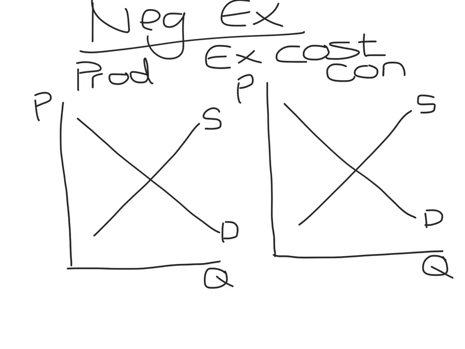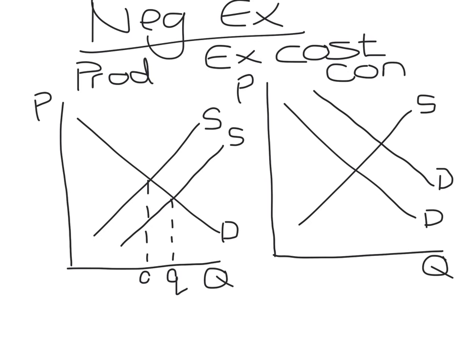Now, a negative externality in production looks like this. It has two supply curves, and a negative externality in consumption has two demand curves. So it can get really confusing, especially when you have to learn about positive externalities as well. But the really important thing is with negative externalities, essentially it's going to be market failure because we're going to have overproduction. So if you label your axes as well, we've got Q there.